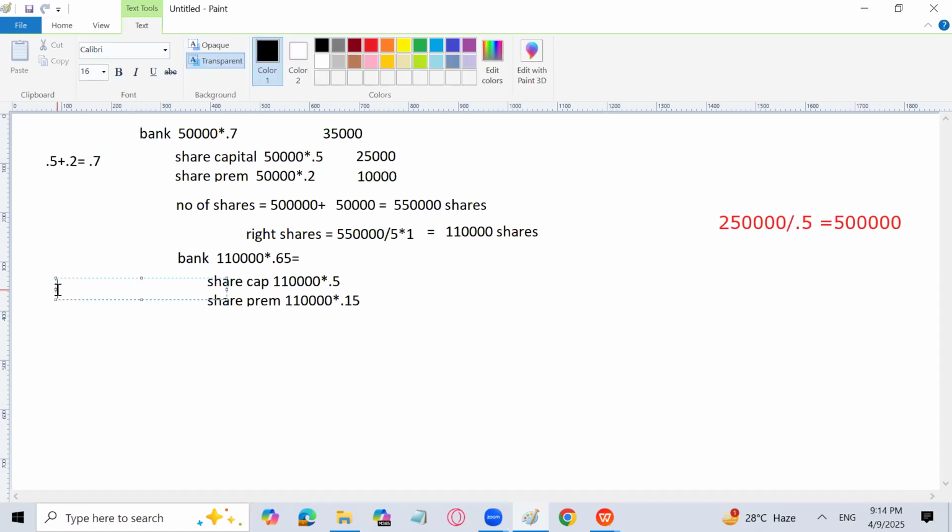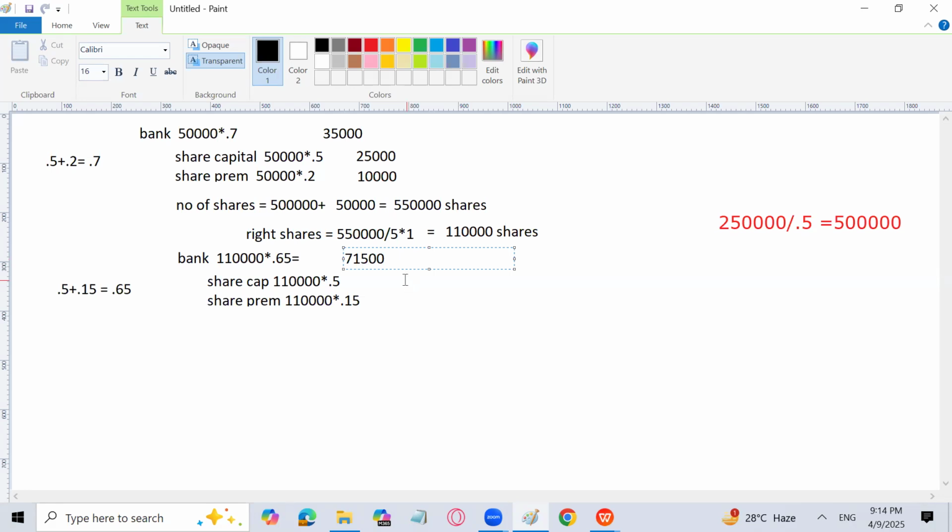Okay, let's see. The right shares are issued at a price of 0.65. 0.5 is the face value plus 0.15 is the premium, and this is why it is 0.65. So now let's multiply this. 1,10,000 into 0.65, we will get the amount of right shares. That is 71,500.